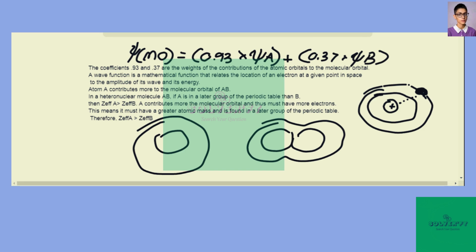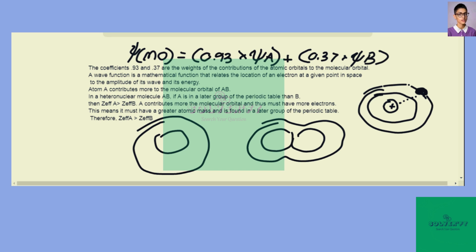So we're given the wave function of the molecular orbital in terms of the wave functions of the atoms A and B, and we're looking at the heteronuclear molecule AB. So basically atom A and B combine to make a compound AB. The coefficients in this are the weights of the contributions of the atomic orbitals of A and B to the overall molecular orbital of AB. So you can see here that that means that A is contributing more.